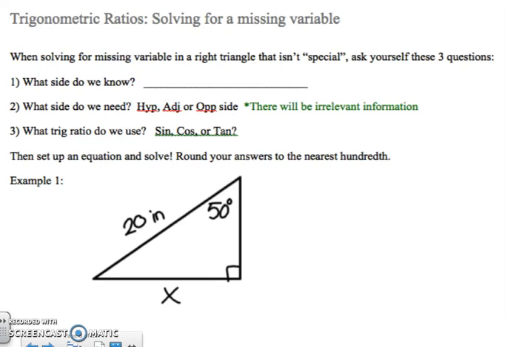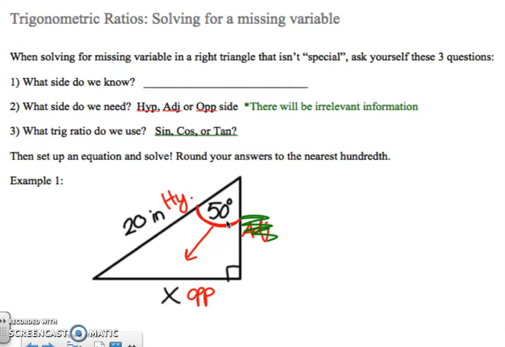Okay? So there's going to be irrelevant information. Sometimes they're going to give you too much and you're going to have to decide what you need. So first off, if they give you an angle, that's where you start. So I need to label my sides based off that angle. This side is going to be opposite, and this side is going to be my hypotenuse. This side is my adjacent, but notice I know nothing about it. There's no side length, so I'm going to ignore it.